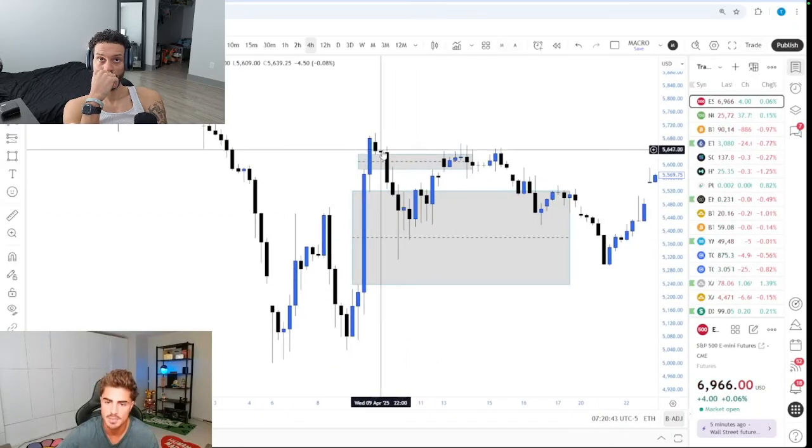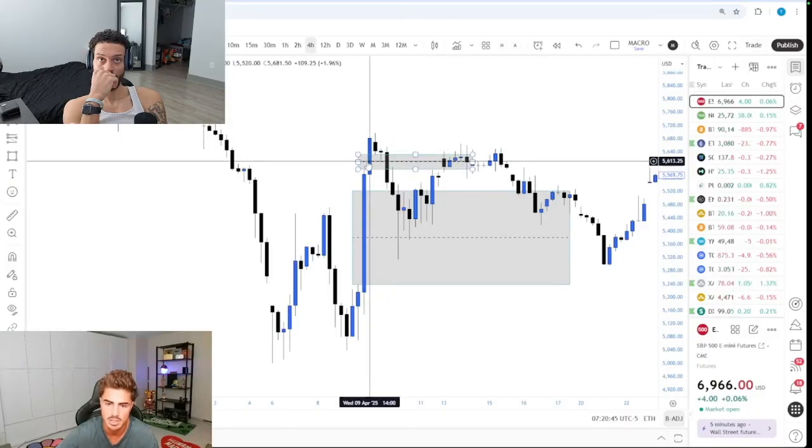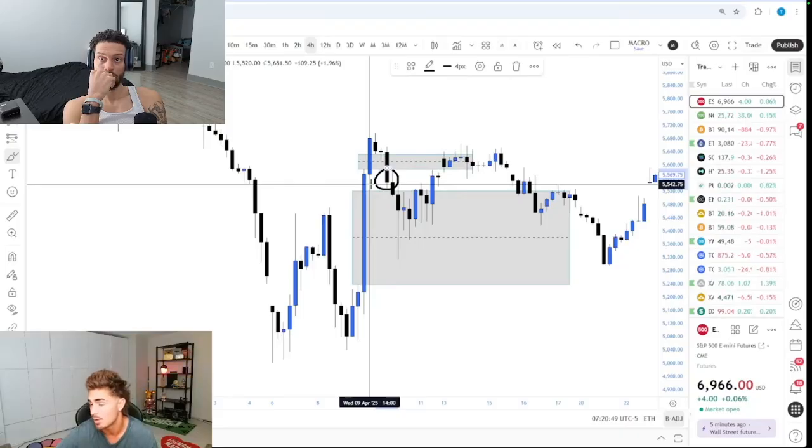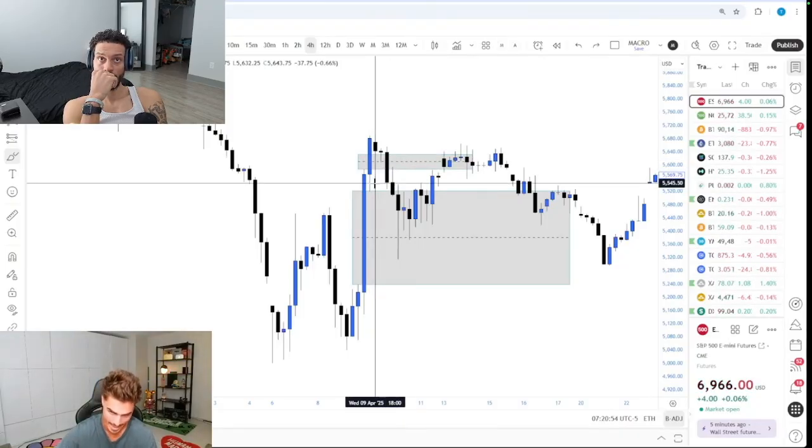We see price come down, and then we close underneath this gap right here. So what does that mean? Does that mean, oh no, price is actually going into a downtrend? No. Why?